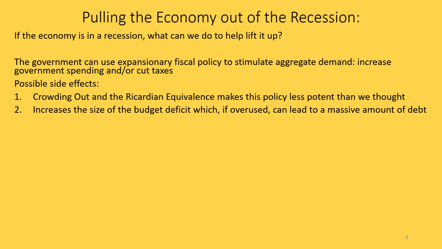Another possible side effect is that this does increase the size of the budget deficit, which, if overused, can lead to a massive amount of debt. And as we've talked about, expansionary fiscal policy does tend to be overused because it is more politically popular than restrictive fiscal policy, which is designed to calm ourselves down from expansions and at the same time create the budget surpluses that we should be using to pay for those budget deficits. Of course, we run expansionary fiscal policy more often than restrictive fiscal policy, and that's what has led to a massive amount of debt, currently over $25 trillion for this nation.